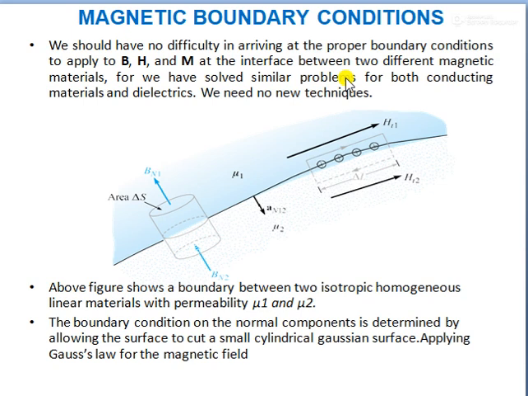So when we consider the boundary conditions of B and H, they should be studied at the boundary. Now the boundary between two different magnetic materials is considered. To study the conditions of B and H at the boundary, both vectors are resolved into components. One is tangential to the boundary and the other is normal or perpendicular to the boundary.